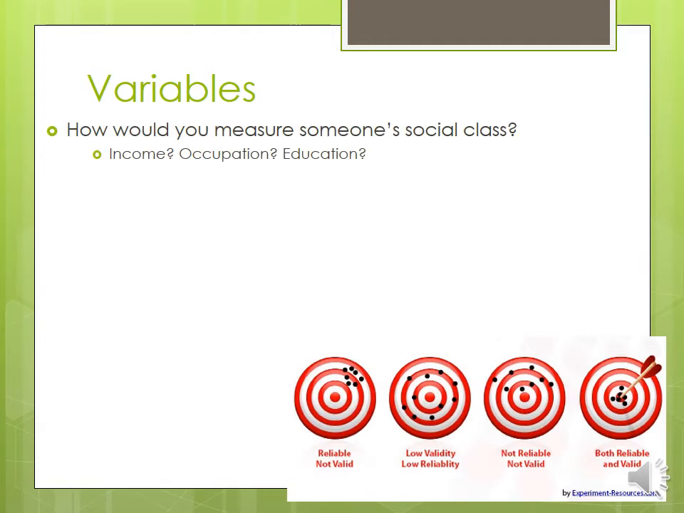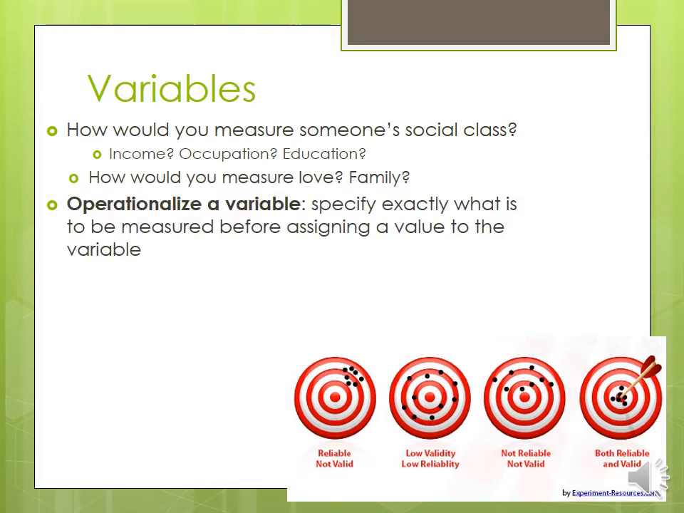How would you measure someone's social class? Their income, occupation, education? How would you measure love or family? You can measure all of those things as long as you choose to be incredibly specific about what aspect you're measuring. If you want to measure love, you might want to specify, for the purposes of your research, love will be defined as a person's accelerated heart rate. I know that might not be love for everybody, but that might be enough for your research.